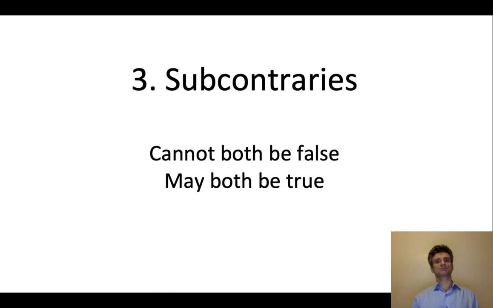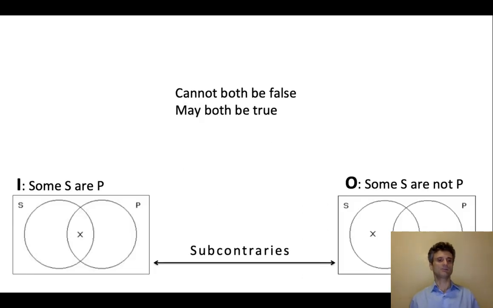The third relationship is subcontrary. Subcontrary is the relationship between the particular statements, I and O. According to the relationship of subcontrary, these 2 forms cannot both be false. They may both be true. So once again, by logical necessity, it is impossible that they're both false. If one is false, the other one must be true. However, it is possible, but not necessary, that they're both true.